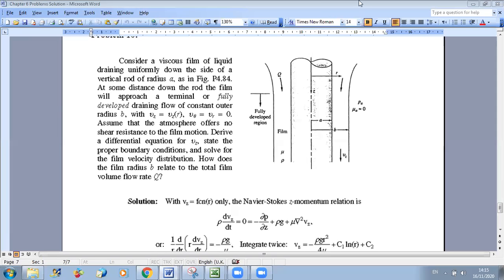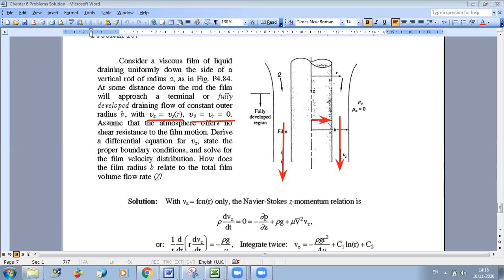So first, they gave us that V is only a function of R, and V theta and Vr equal 0. So V is moving along Z, but it's a function of R. And as you can see here, Z is the vertical direction, it's going down. The flow is over a cylindrical part, so we have a film of oil moving over a cylinder. Here, this is A, the radius of the cylinder.